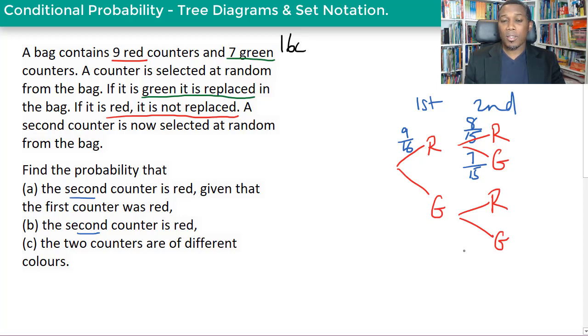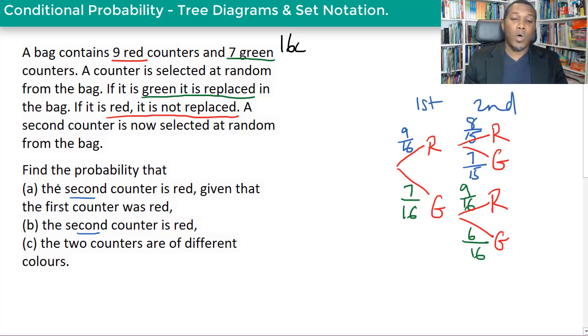Green is going to work a bit differently because if it's green, it is replaced. So the chance of getting green the first time will be 7 on 16. But then when it comes to getting green the second time, I already took out a green, so I now have 6 left, but it's 6 on 16. In terms of red, we didn't take out any of the red. It's still 9, but because we replaced, it's going to be 9 on 16. So you can see the difference there in terms of second time around. For red, there's no replacement, so the denominator reduces to 15. If it's green first time, no change, so the denominator remains the same.